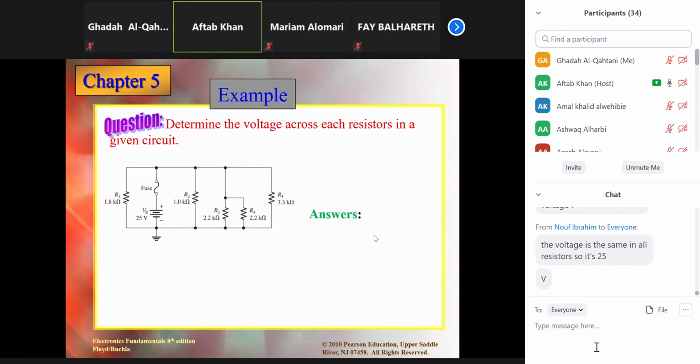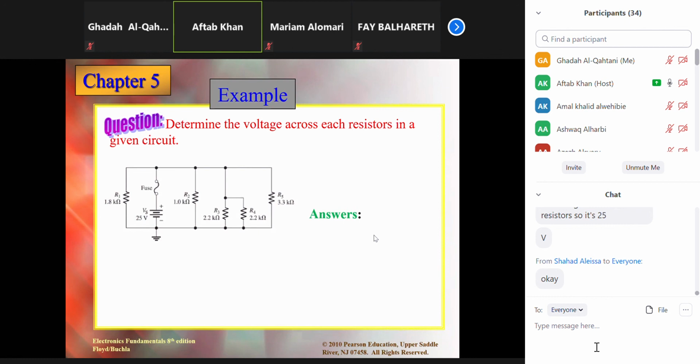Okay, what is that? Yes, but I have a question. Does the fuse affect the voltage? No, Shahad, fuse is just a wire, you know. What is a fuse? Fuse is just a wire. So what a wire will do, it will do the same. Just a connection.